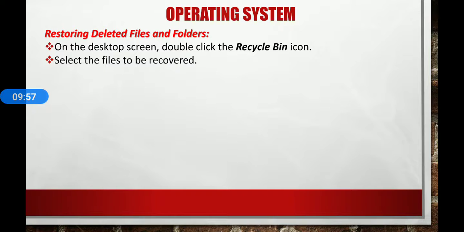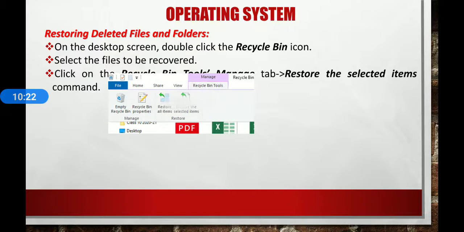If unable to locate, you might right click in an empty area and sort files by one of these. Sort by name, original location, date deleted, or another column. You may also search for your files and folders if you know the name. Then select the files to be recovered. Then go to Recycle Bin Tools. Then go to Manage group and select Restore Selected Items command.